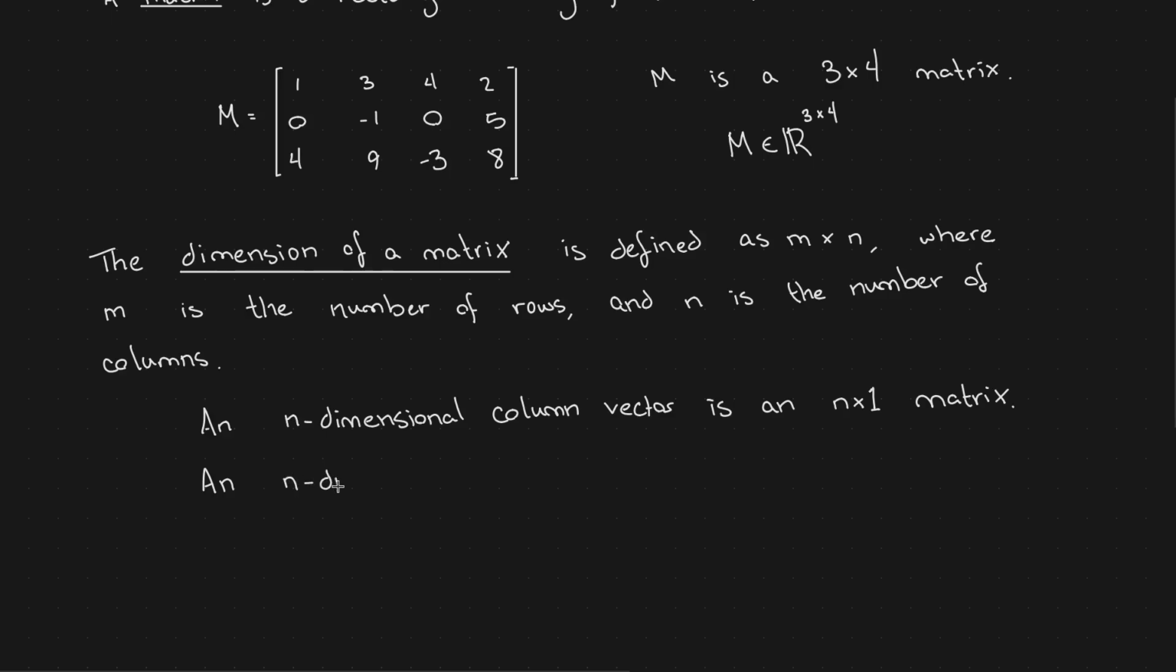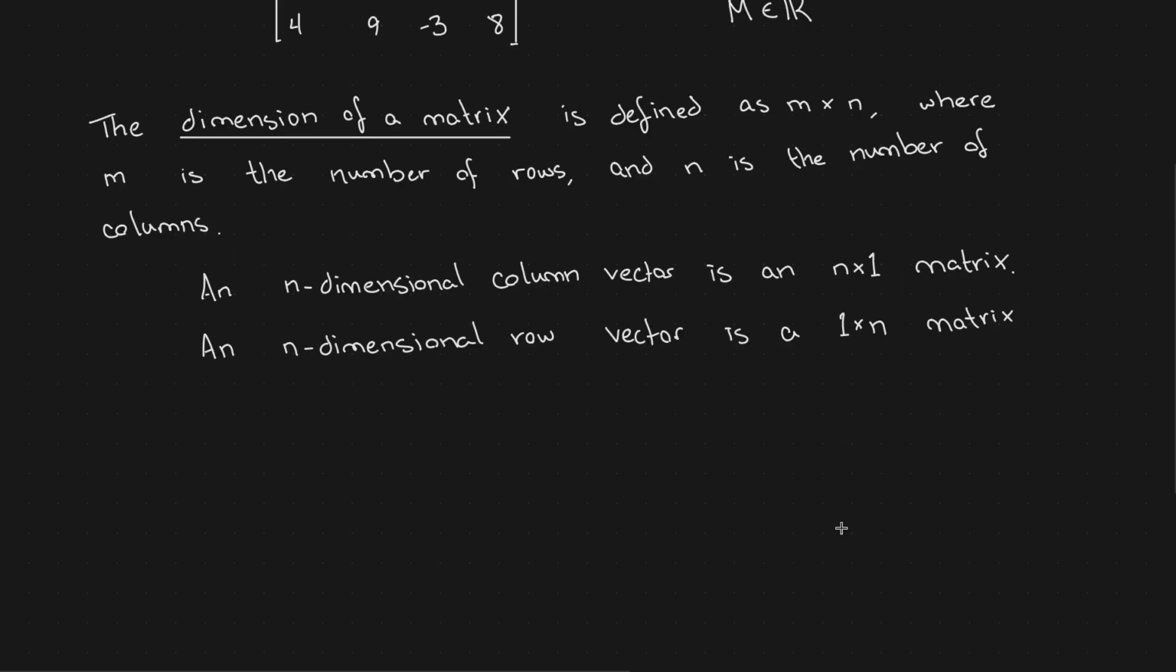An n-dimensional row vector is a 1 by n matrix. So by a row vector, I mean we are writing it horizontally, so there are n numbers written in a single row. So it has 1 row, and the n numbers are each in their own column, so n columns. Okay, let me give you a concrete example to see.